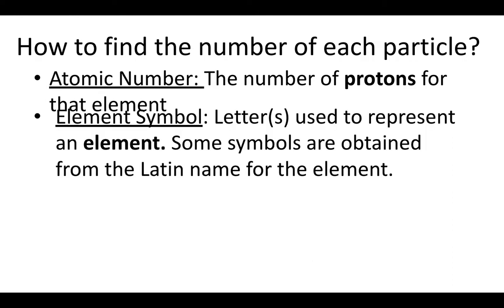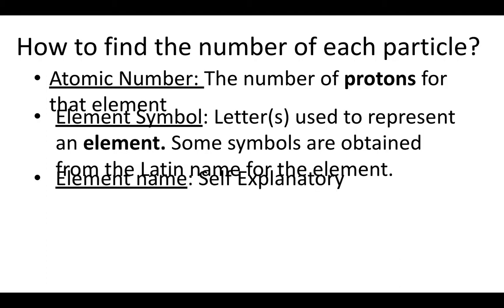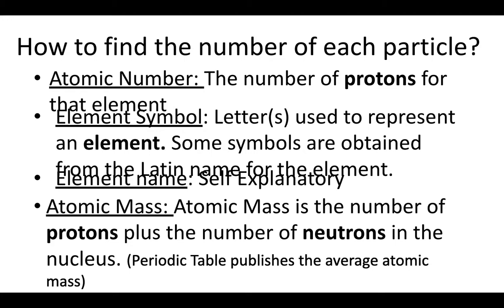The element symbol is used to represent an element. When we start writing balanced equations and longer things, we don't always want to write out the element name, so we use the symbol. The element name is pretty self-explanatory. And then the atomic mass is the number of protons plus the number of neutrons in the nucleus. Okay? And we will do some practice with this. Just a side note, the periodic table does publish the average atomic mass of those numbers. Okay?